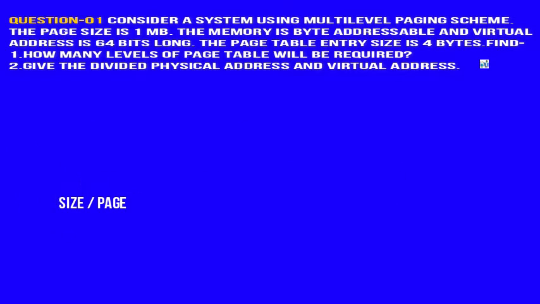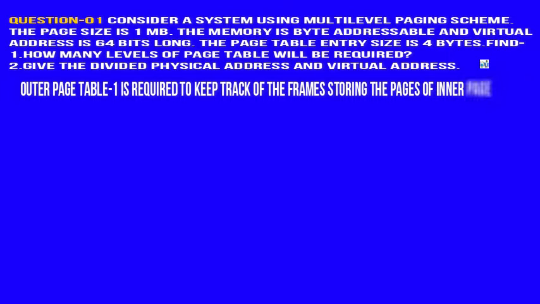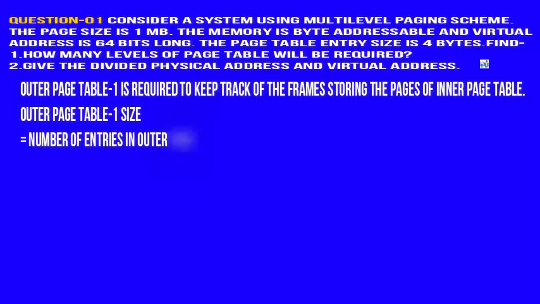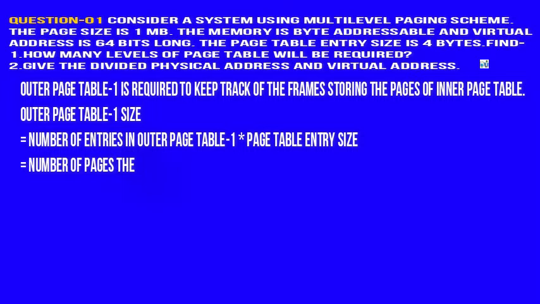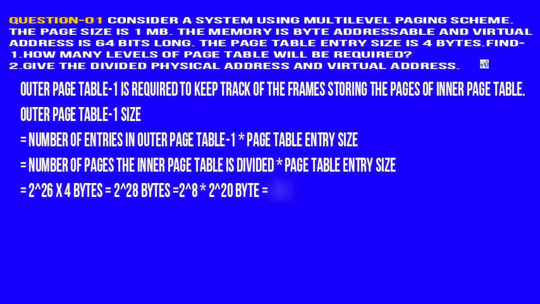So, outer page table 1 is required to keep track of the frames storing the pages of the inner page table. Outer page table size equals the number of entries in outer page table 1 times the page table entry size. The number of pages the inner page table is divided into is 2 to the power 26, times 4 bytes, equals 2 to the power 28 bytes, equals 2 to the power 8 times 2 to the power 20 bytes, equals 256 megabytes.